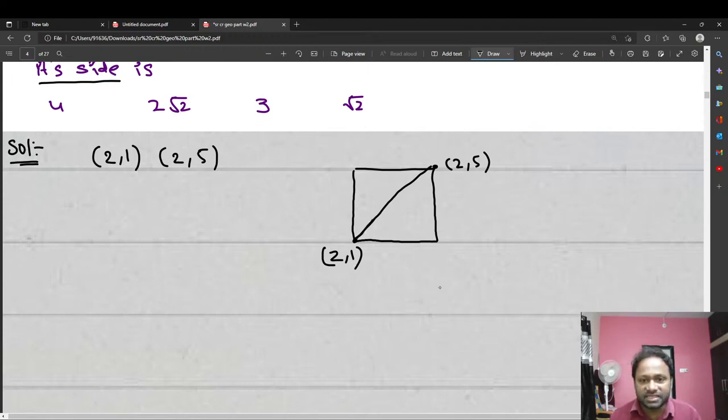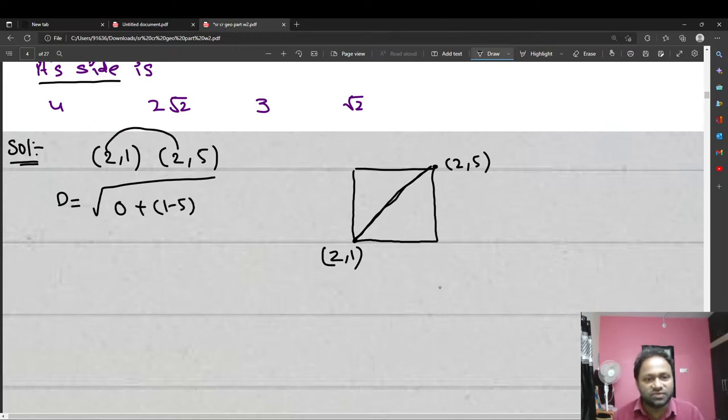Okay, see here. We can find the distance of these two. Distance is equal to under root of (x2 minus x1) whole square plus (y2 minus y1) whole square, that is nothing but 0 plus (1 minus 5) whole square. That is under root of 1 minus 5, which is minus 4, 4 square. So here the distance is 4. I got 4 as the distance. Next, hypotenuse is 4.